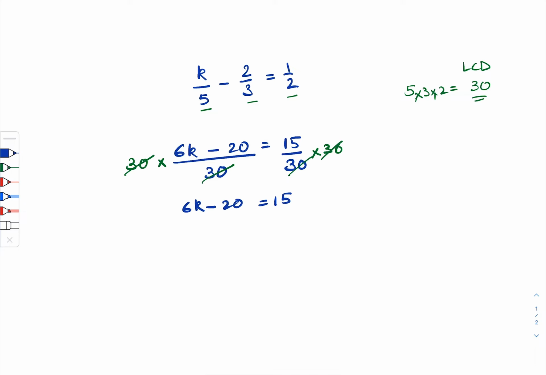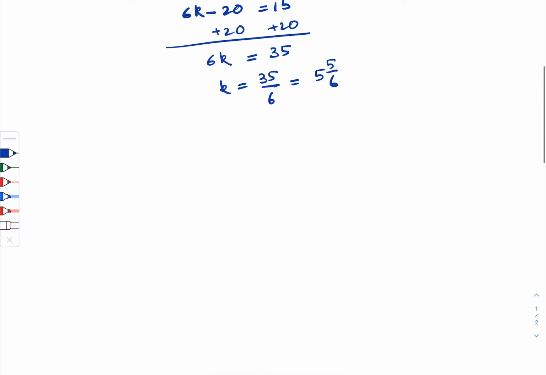All right, so now this becomes an easier problem to solve. So now I'm just going to go ahead and add 20 to both sides. So I get 6k is equal to 35, and then k is equal to 35 divided by 6, which you can leave as an improper fraction or convert to a mixed number, which would be 5 and 5/6. All right, let's try another one, okay? The next one is going to look a little different.